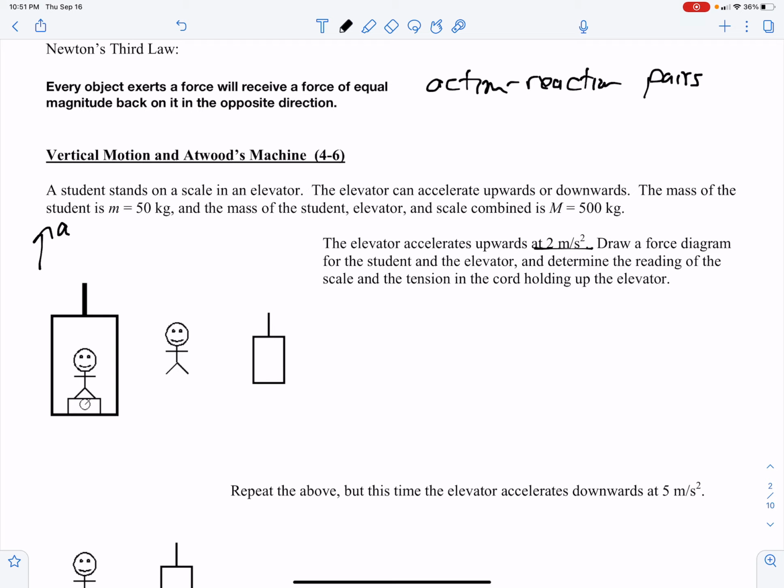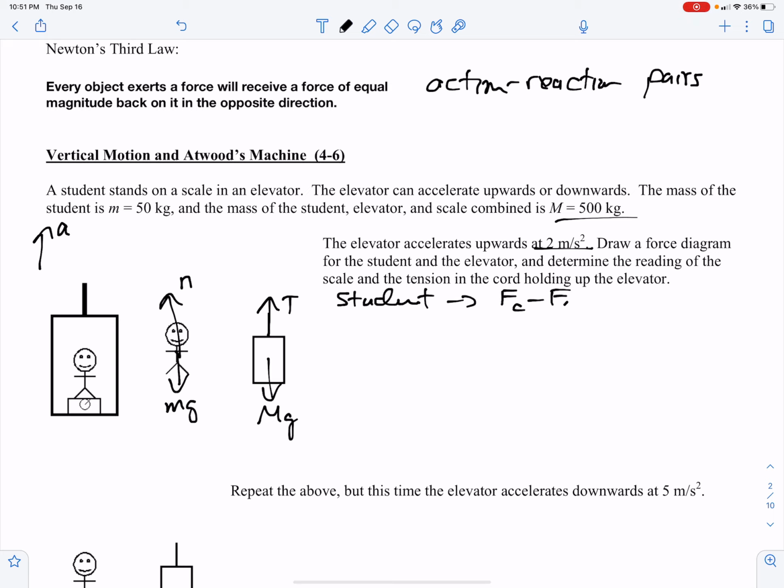Well, the forces on the student specifically would be mg going down and normal force from the scale going up. The elevator, on the other hand, would be tension going up and big Mg, the combined mass, going down. So if we focus on the student first, the student is accelerating because the elevator is accelerating. We would use Newton's second law, causing force minus opposing force equals ma. Now, if we're accelerating up, the causing force would be the normal force pushing on the student's feet, minus the opposing force of their weight, equals ma.